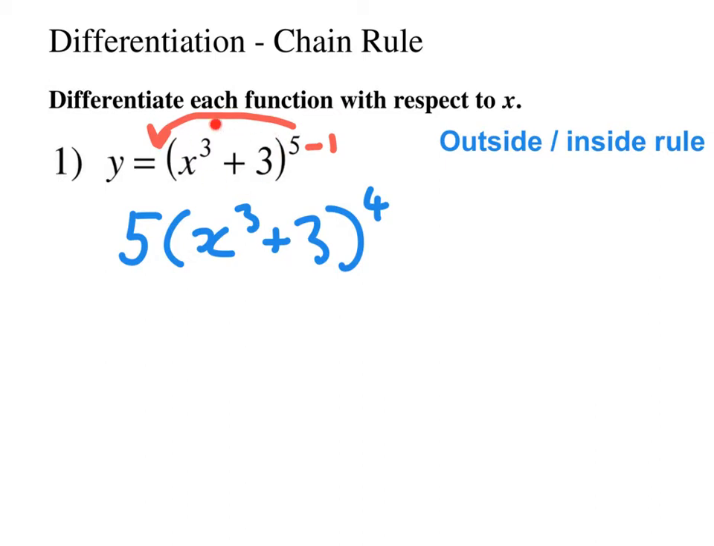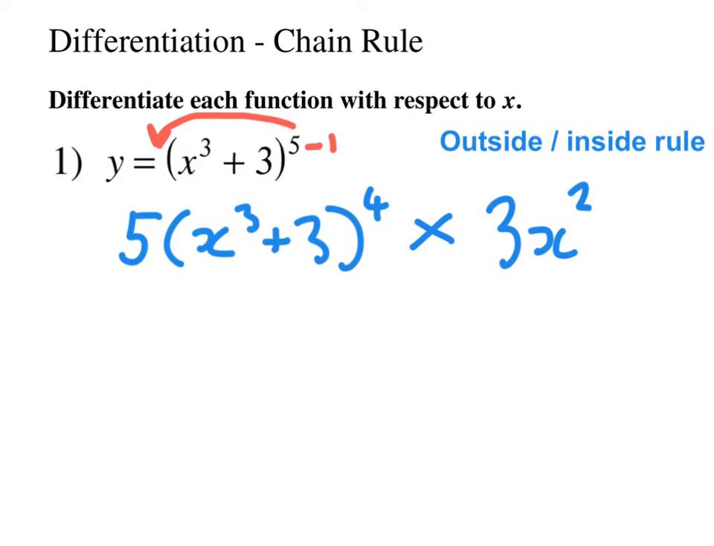Now I need to differentiate what's inside my brackets, and the derivative of x cubed is going to be 3x squared, and I'm going to multiply this by what I differentiated as my outside function. Because what I did was I brought the power down in front, I brought the 3 down in front, and I reduced this power by 1. And I cannot differentiate 3, it's a constant, it does not have an x.